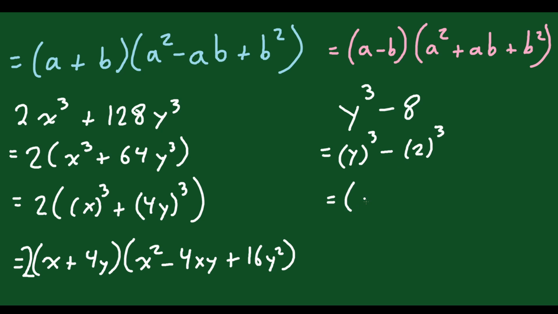We do a minus b, so y minus 2, times a squared, which is y squared, plus ab, so 2y, plus b squared, which is 4, right? 2 squared is 4. And that's your final answer. And again, just like the other one, if you want to check your answer, simply expand this and you should get back to y cubed minus 8. Okay, and that's it.